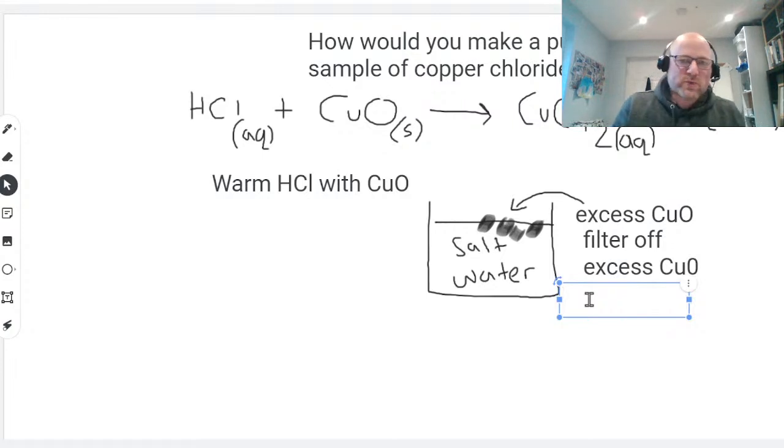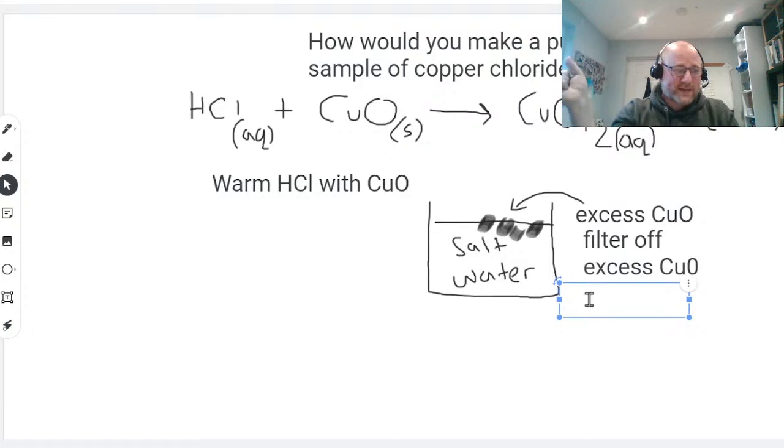But you just want to make sure I've got extra base, more base than I've got acid, because then afterwards you know that all the acid's gone and you can get rid of the base. You can't really get rid of the acid because the acid dissolves in water. So if I had any extra acid, it would be chilling out in the water and be very hard to separate, unless I'm going to start doing fractional distillation. So we don't want that.